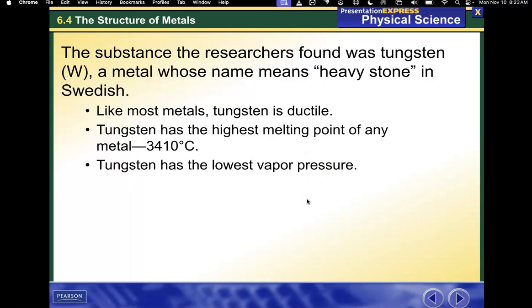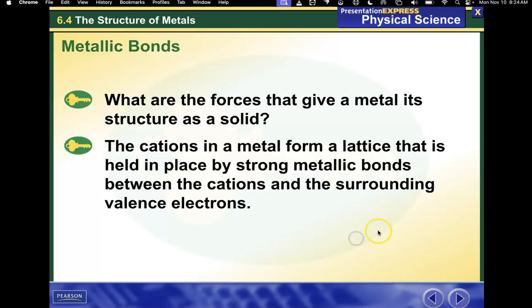The substance the researchers found was tungsten. It's W on the periodic table, which stands for wolfram. It's German. A metal whose name means heavy stone in Swedish. Like most metals, tungsten is ductile. Tungsten has the highest melting point of any metal, 3,410 degrees Celsius, and two, tungsten has the lowest vapor pressure. So that was their choice.